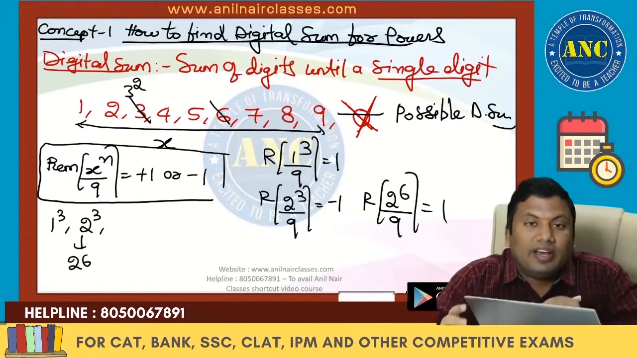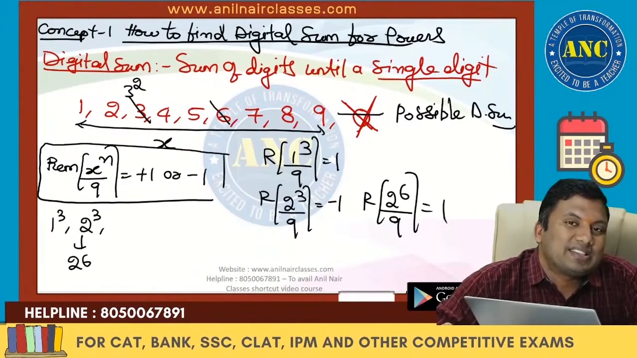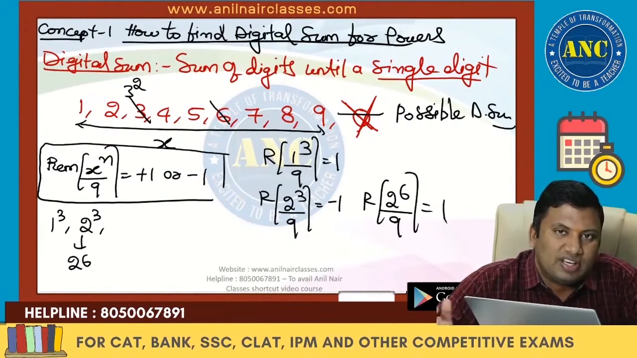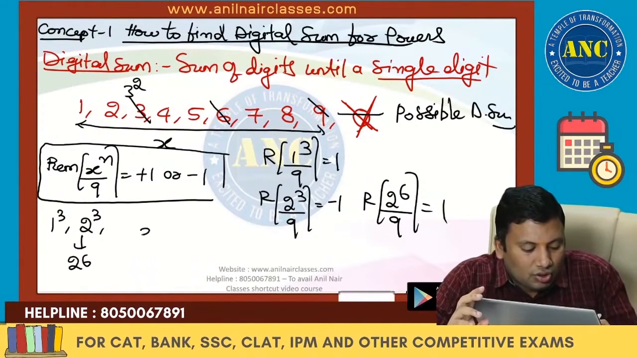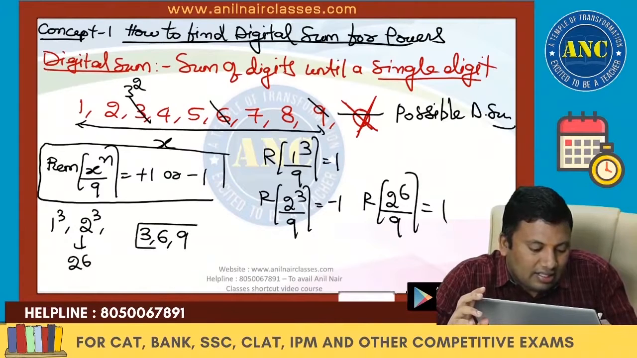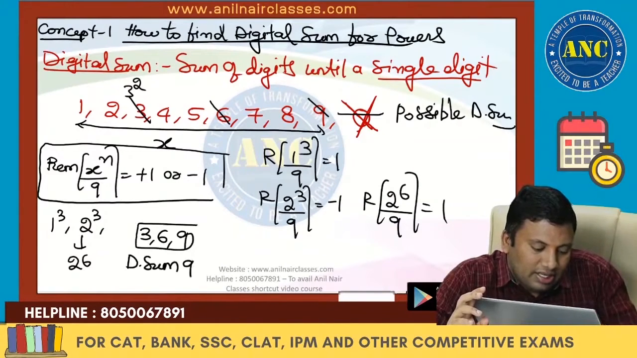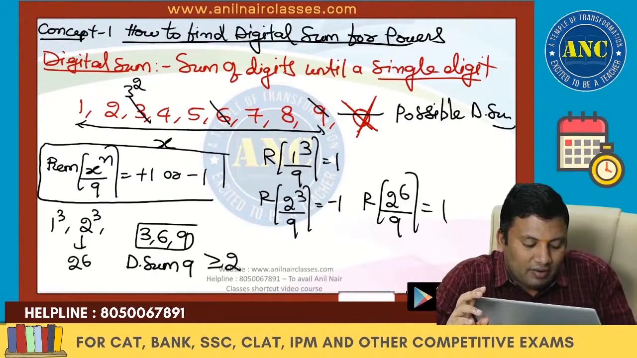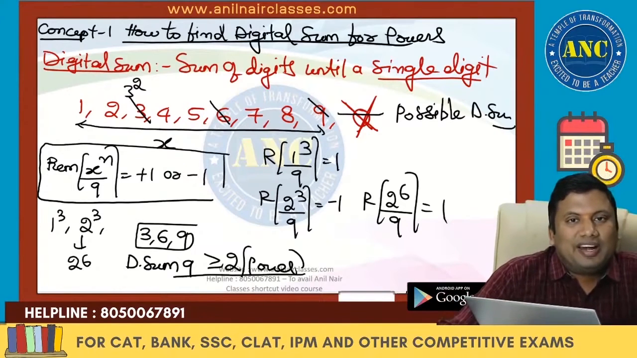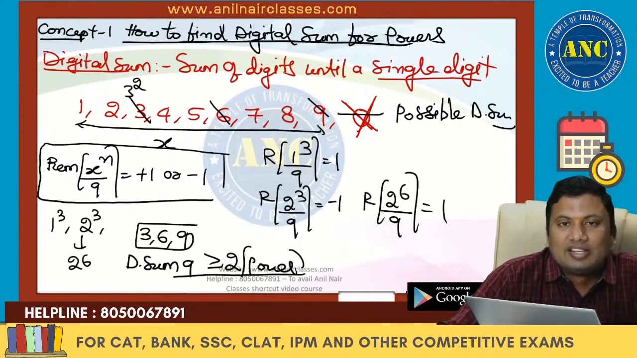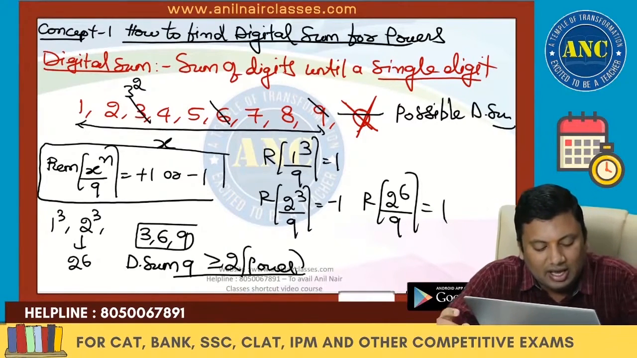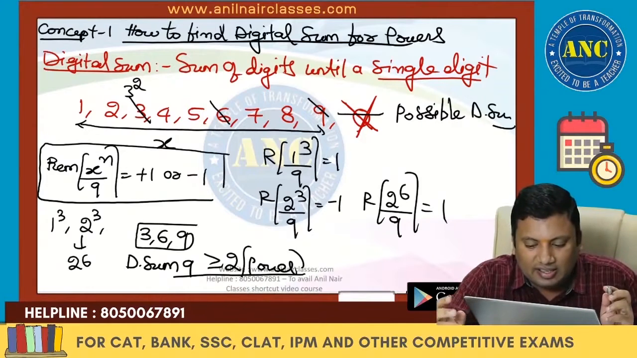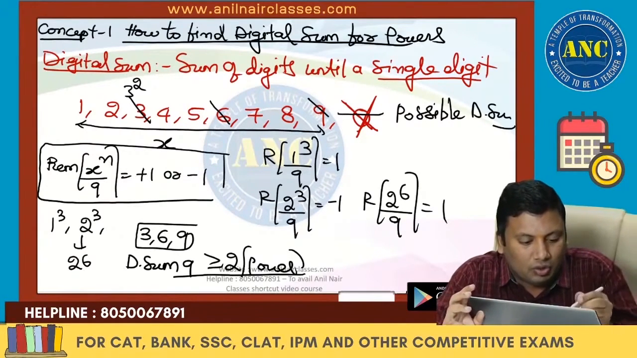6 square is 36, digital sum 9. 6 cube onwards, it is digital sum 9. 9 power any natural number is 9. So for 3, 6 and 9, the digital sum will be 9 for power greater than or equal to 2. 3 square is 9, 6 square is 36, 6 cube is 216, 9 square is 81, 9 cube is 729.